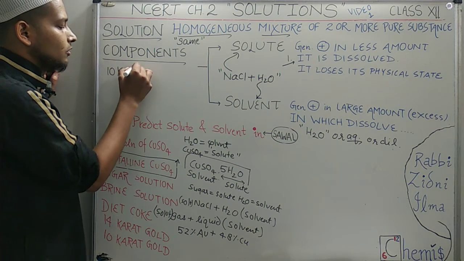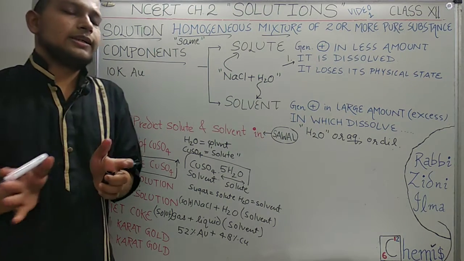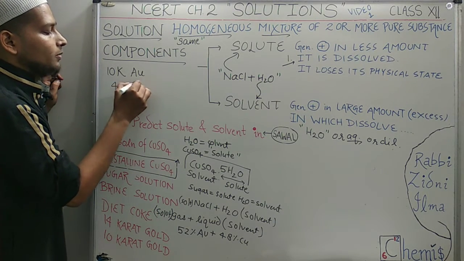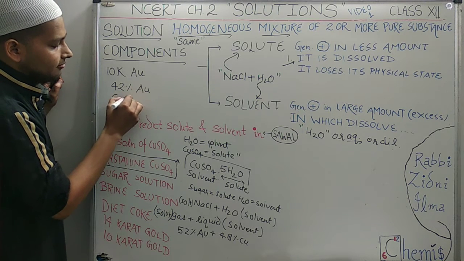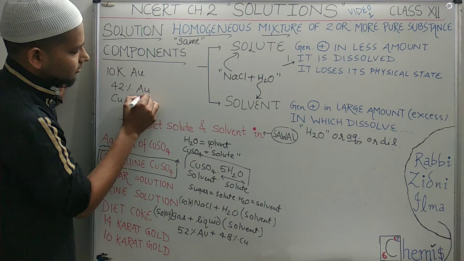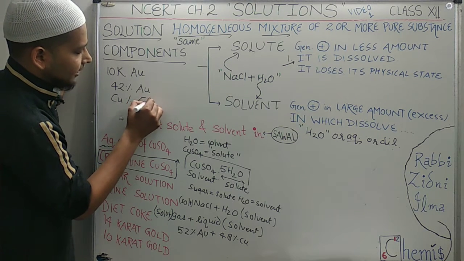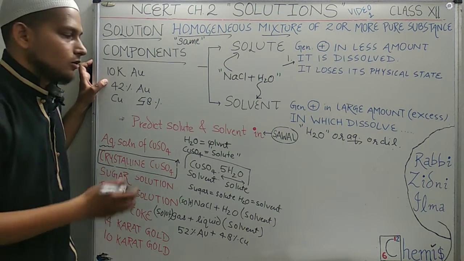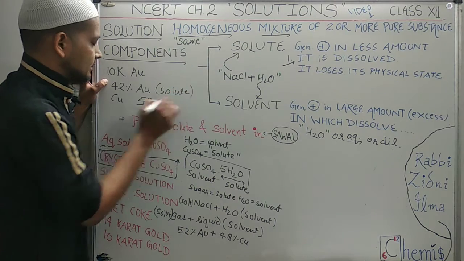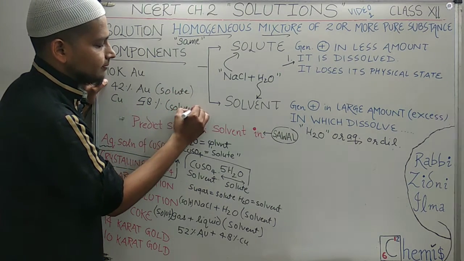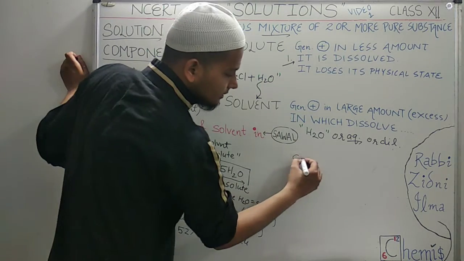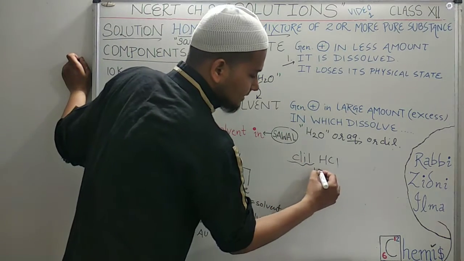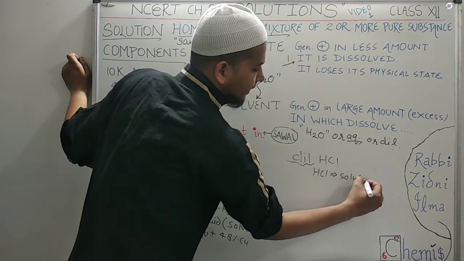10 karat gold. Most of the students have no idea what is happening. 10 karat gold, never buy this because it contains 42% gold along with copper at about 58%. So in this particular case, gold is not our solvent, gold is the solute, and copper will be our solvent. Now if you consider dilute HCl, what do we consider in dilute? Water. So HCl is the solute and H2O will be our solvent.